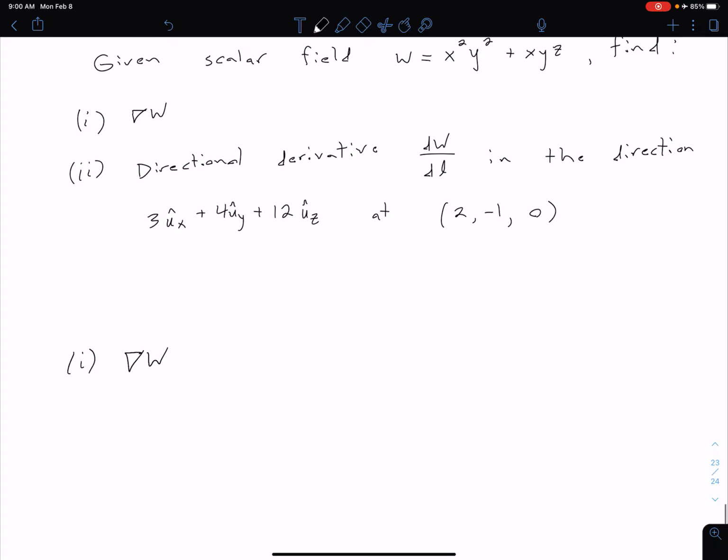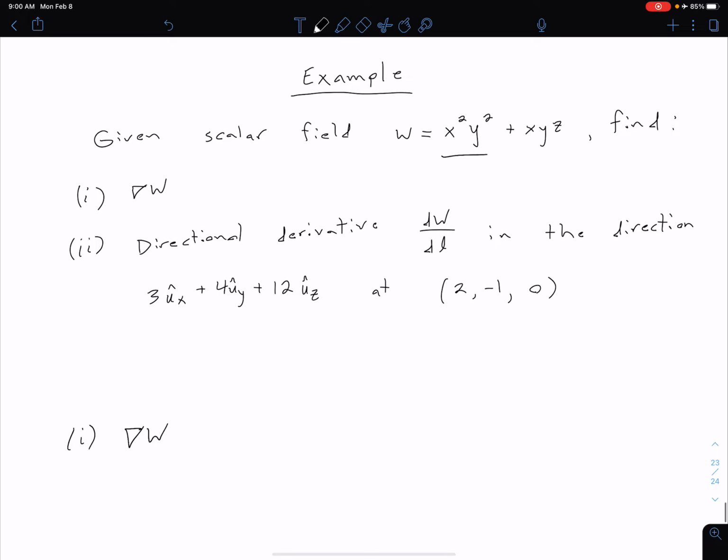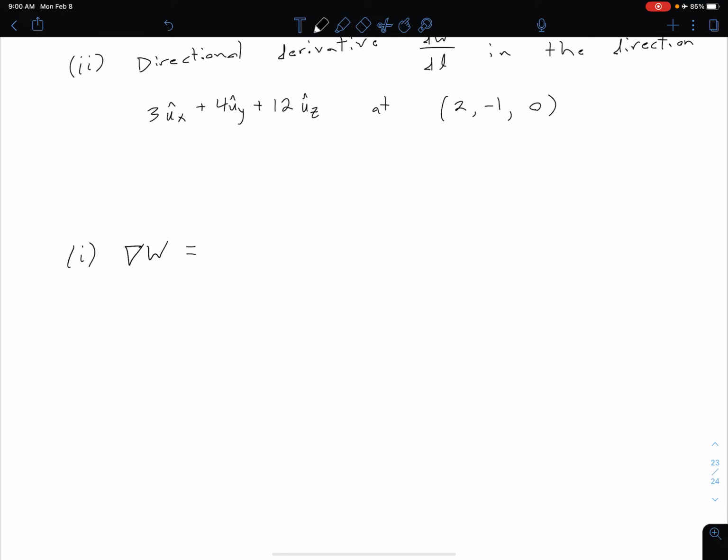So we need to know which coordinate system we're working in to use the appropriate equation. Of course, here we can see we have x, y, and z, and down here for this direction that we're doing our directional derivative, we also have x, y, and z directions, so we're using Cartesian coordinates. Therefore we can say that del w is equal to the partial of w with respect to x in our x direction, plus the partial of w with respect to y in our y direction, plus the partial of w with respect to z in our z direction.